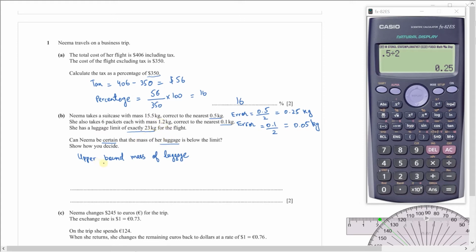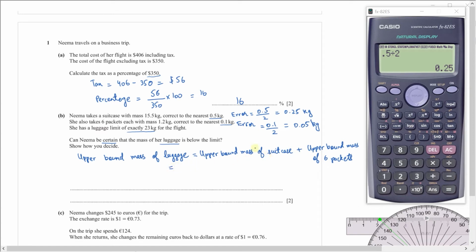So the upper bound mass of luggage will be the upper bound mass of the suitcase plus the upper bound mass of these 6 packets. So this is the maximum possible mass of our luggage. So let's calculate this.